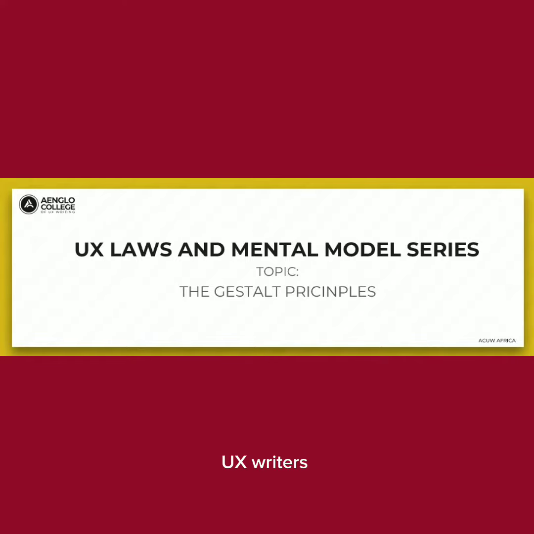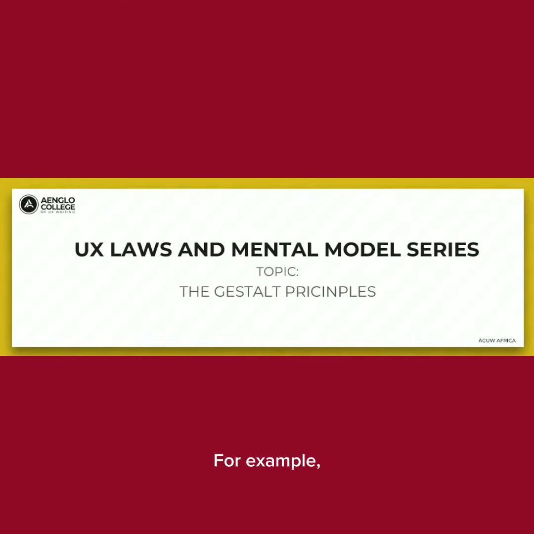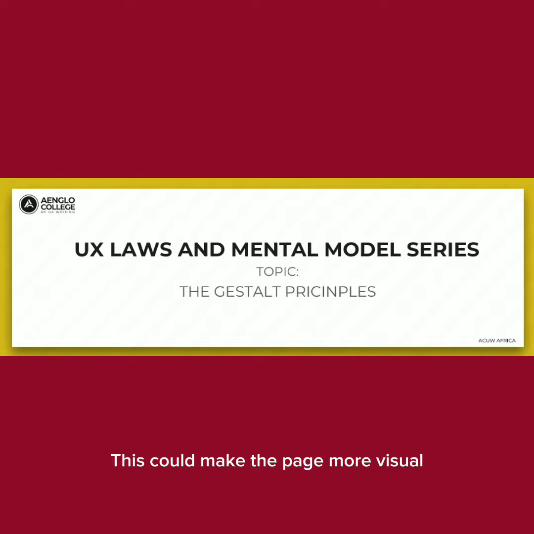Also, symmetry. UX writers can use symmetry to create a sense of balance and order. For example, they might use a symmetrical layout for a website page. This could make the page more visually appealing and easy to understand. Finally, common fate. UX writers could go ahead and use common fate to group elements that are moving in the same direction together. For example, use arrows to indicate the direction of a movement on a website page. This can help users to understand the flow of the information on a page.